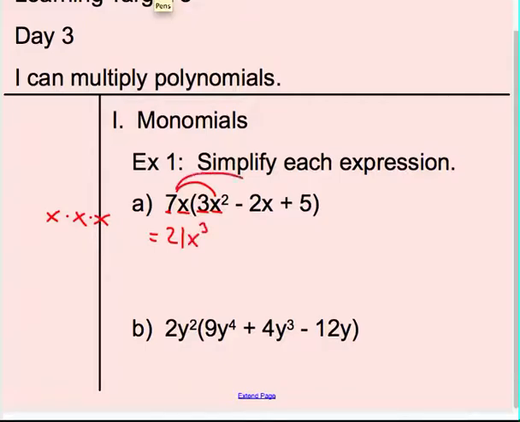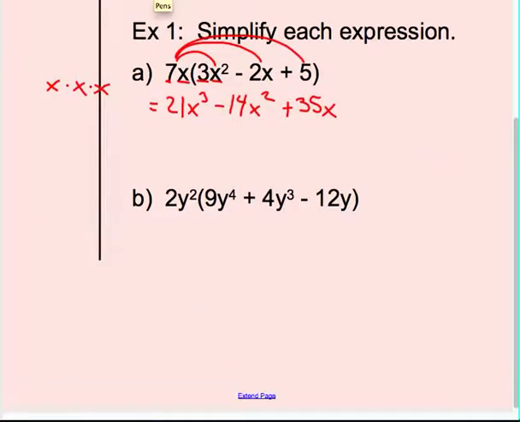Distributing my 7x to the negative 2x, 7 times negative 2 is negative 14. x times x is x squared. And distributing again, 7 times 5 is 35. And the x just goes along because there aren't any other x's to multiply it with. Let's take a look at one more, in case that example didn't make sense. Maybe seeing it again will help.